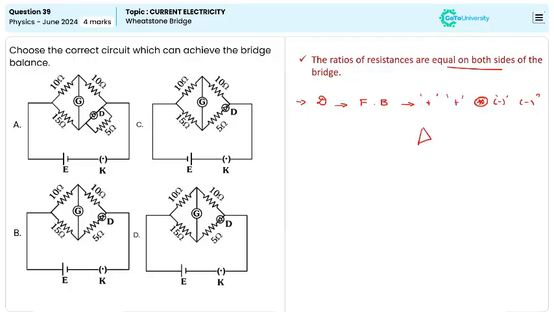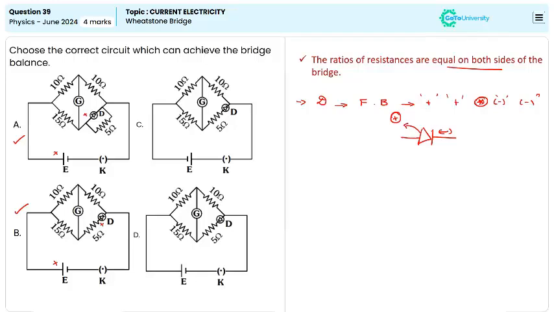And it's known that this is the symbol of a diode, and this side is representing the positive terminal. This side is representing the negative terminal. When we are checking the options, in option A, the positive side of the diode is connected with the positive side of the battery. So option A may be the correct answer. Let us check option B. In option B, the positive side of the diode is connected with the positive side of the battery. So option B may be the correct answer.